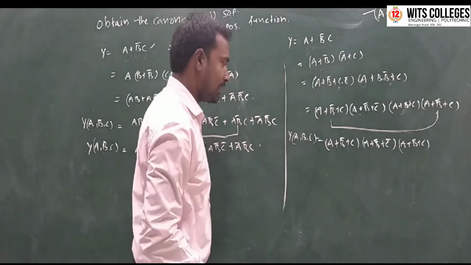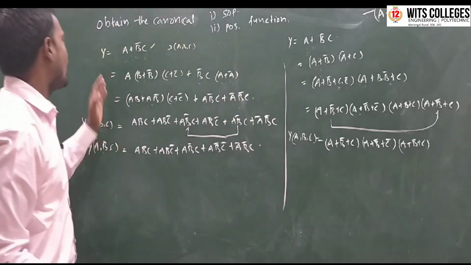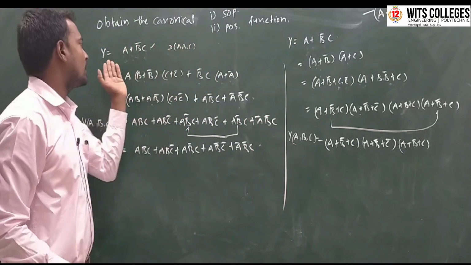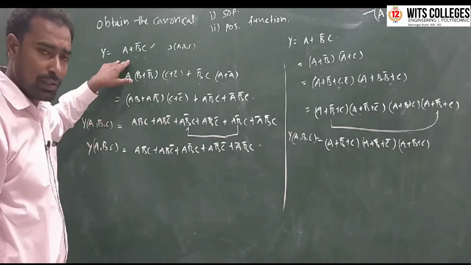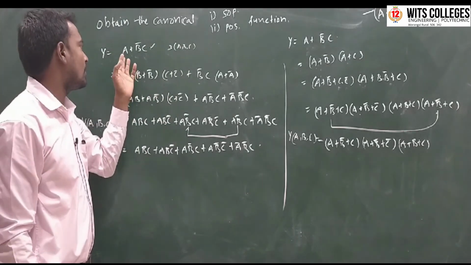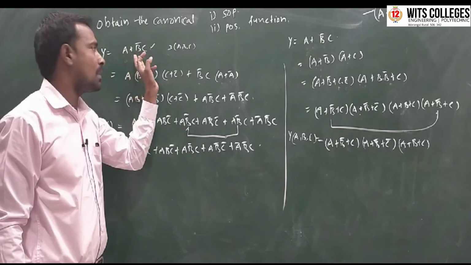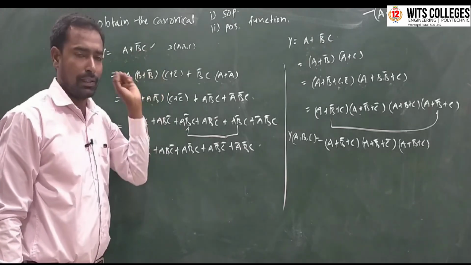So this is the solution for obtaining the canonical form of the given function y equals a plus b bar into c, in both sum of products and product of sum. Okay.